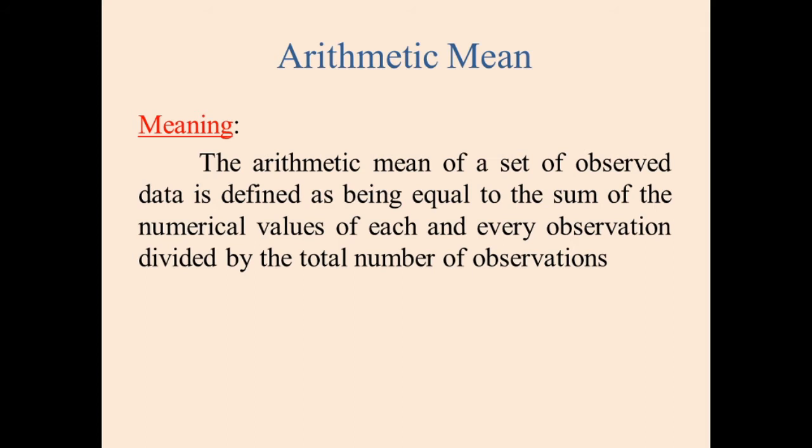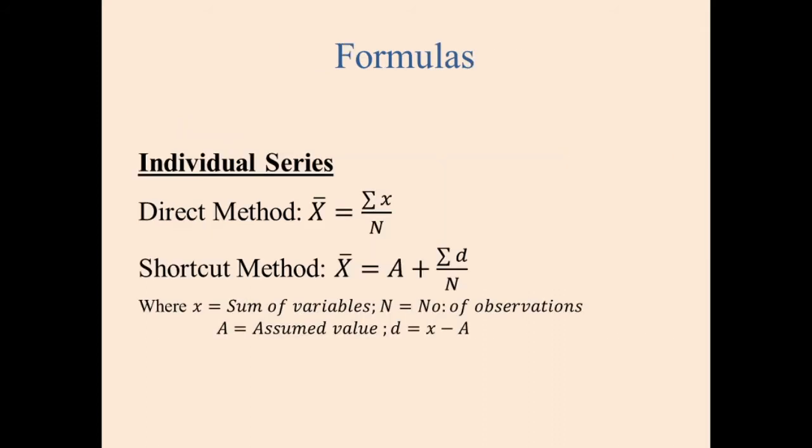The arithmetic mean of a set of observed data is defined as being equal to the sum of the numerical values of each and every observation divided by the total number of observations. That is, we will add all the variables and we will divide by the number of observations. That is arithmetic mean in simple form. For individual, discrete and continuous series, we have two methods. One is known as direct method and another one is shortcut method.